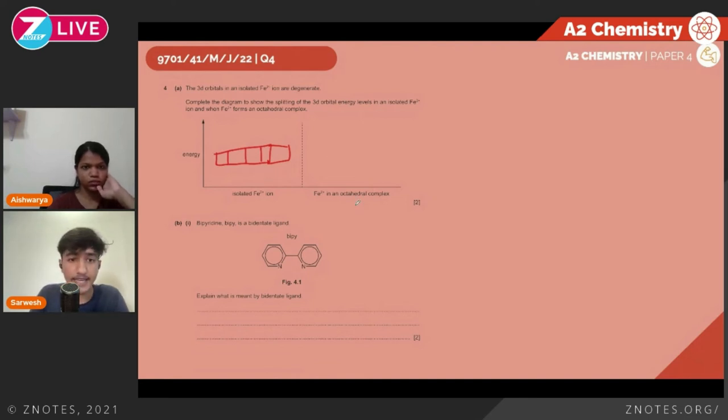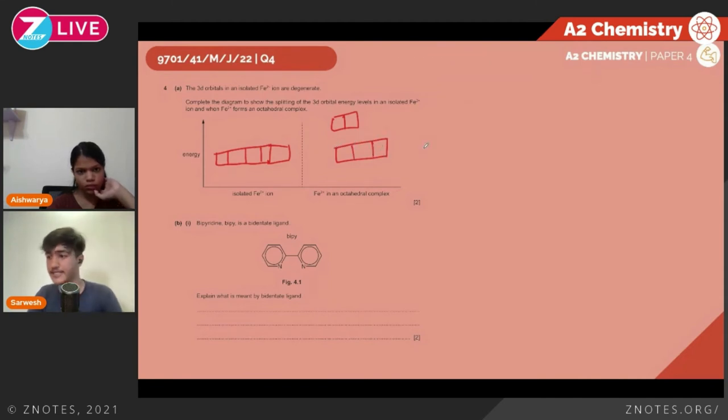And then in the case of an octahedral complex, the 3d orbitals split. Okay, so you would have 2 orbitals in a higher energy level and 3 in a lower energy level. Okay, so this would be the splitting of our 3d orbital energies in isolated Fe2+ ions when Fe2+ forms an octahedral complex.